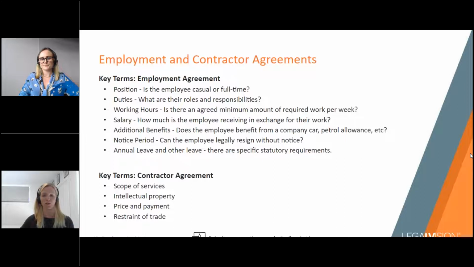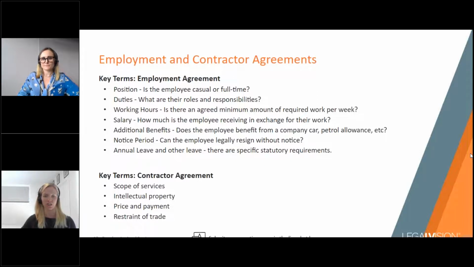And then annual leave. There are the specific statutory requirements regarding leave, but you can also add discretionary leave if that's up to you. For example, at LegalVision, we get birthday leave, which is 1 day during our birthday month that we get to take off. In terms of a contractor agreement, what is the scope of services they're going to be providing you?